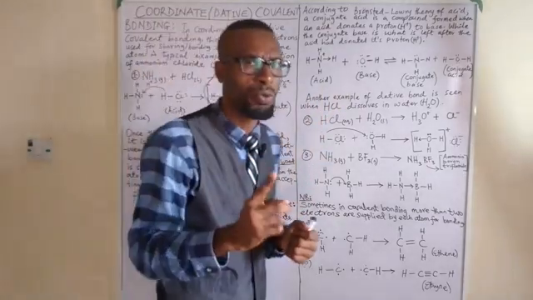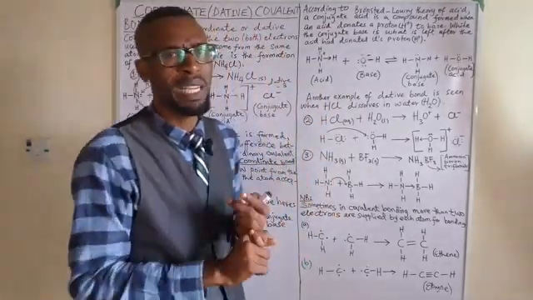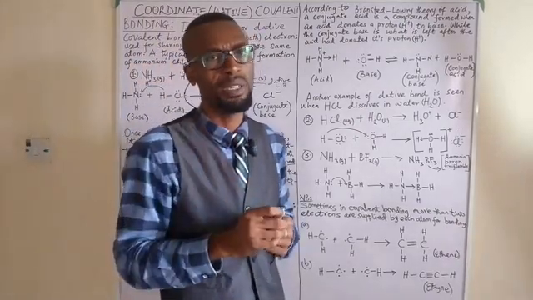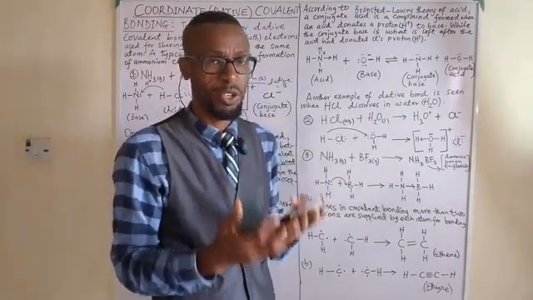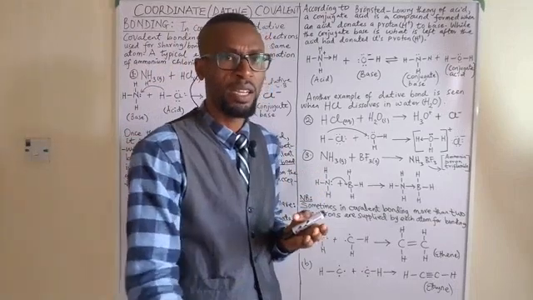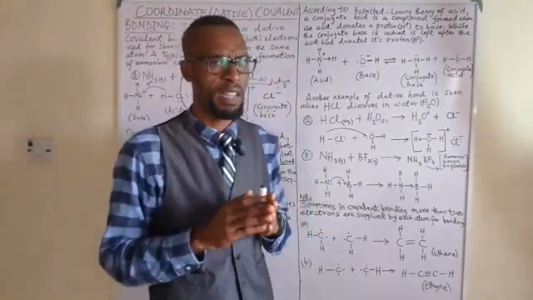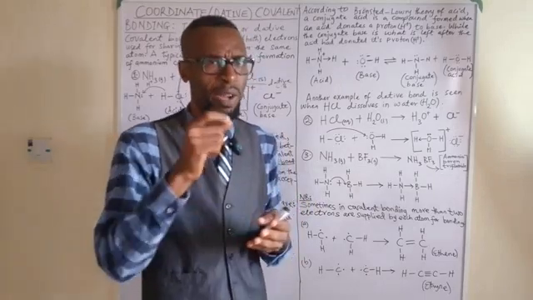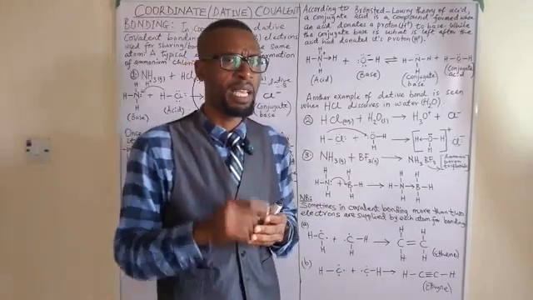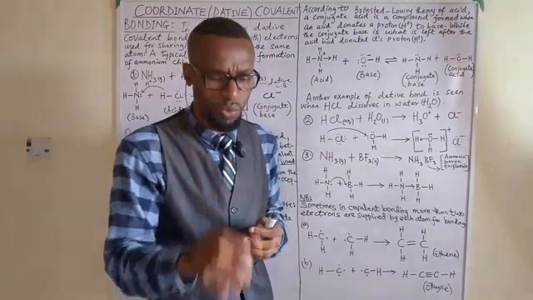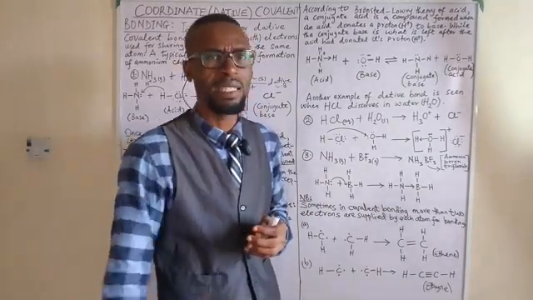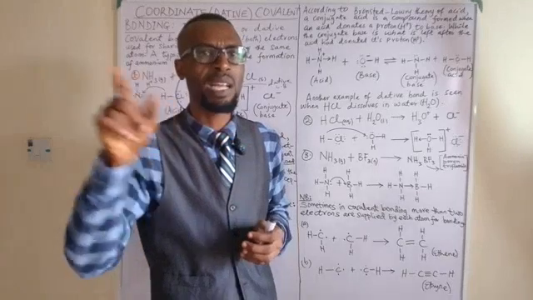And according to the first theory of an acid, known as the Arrhenius theory, an acid is a substance which, when it dissociates in water, produces hydrogen ion as the only positive ion. Whereas, according to Arrhenius theory of acid and base, a base is any substance which, when it dissociates or ionizes in water, releases hydroxide ion.